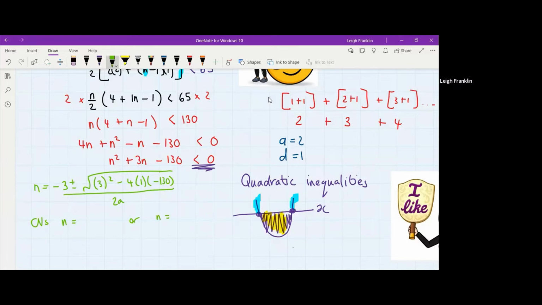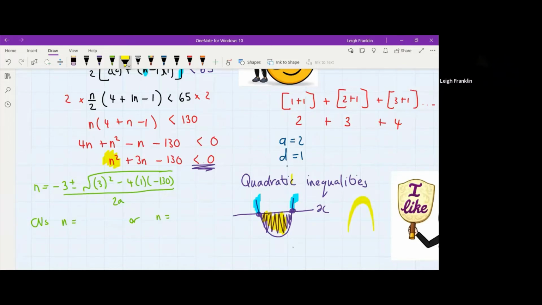It's a smiley face by the arrow, right? No, my darling, the arrow is what we are interpreting. You know that it's a smiley face because of what's in front of the n squared term. So if the number in front of the n squared term is a positive number, then it's a smiley face parabola. If there's a negative in front of there, then it's a sad face.